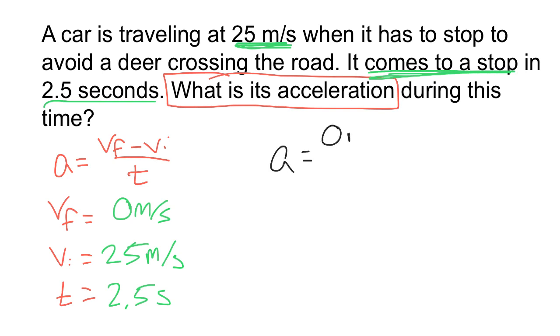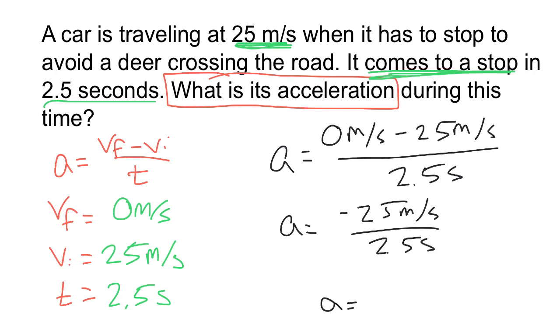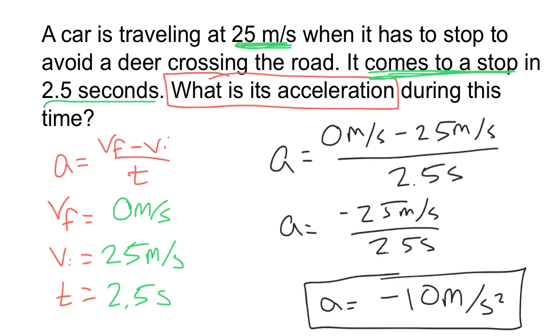So we have 0 meters per second for our velocity final minus 25 meters per second. And we divide by our time of 2.5 seconds. And then we can simplify this into negative 25 meters per second divided by 2.5 seconds, and that is going to give us an acceleration of minus 10 meters per second squared. And this makes sense because we know that it's slowing down, and so we end up with a negative acceleration.